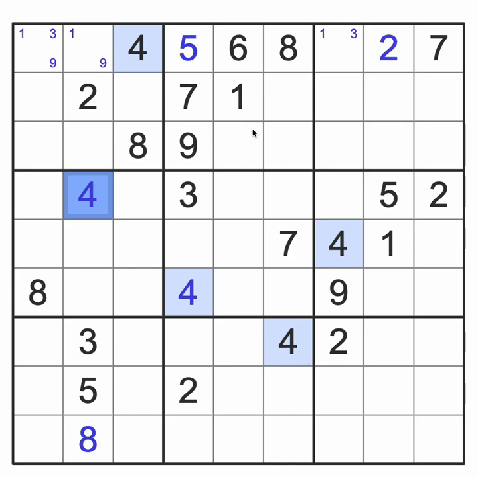Oh, and I can place 4 also in box 2, because 4 in box 8 blocks these, gives me 4 here. These are 2 and 3 now. 2 in box 1 makes this cell 3. That gives me 2 here.